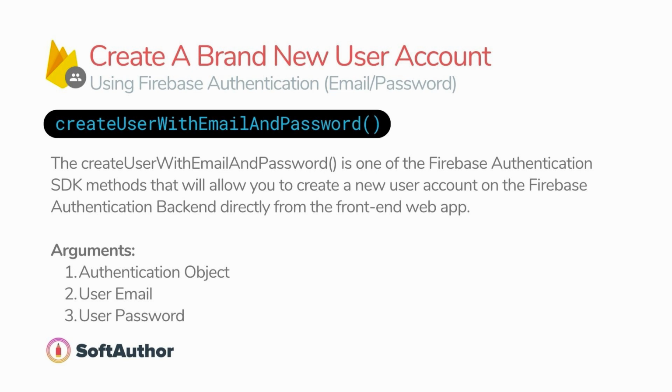The createUserWithEmailAndPassword is one of the Firebase authentication methods that will allow you to create a new user account on the Firebase Authentication backend directly from the front-end web app. This method will take 3 arguments. The first one is going to be the authentication object. The second one is going to be the user email. The third one is the user password.